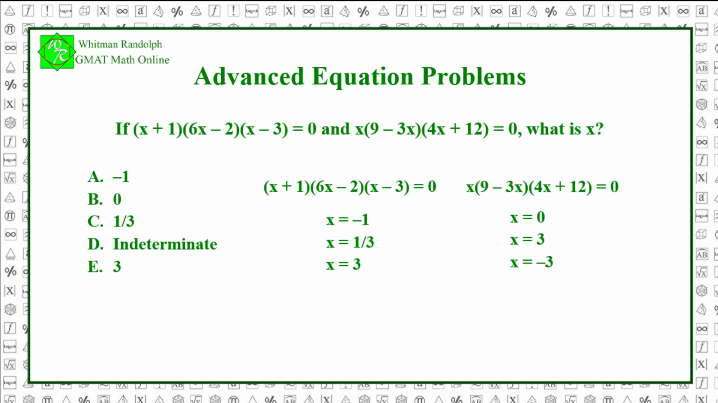Since x has to satisfy both of these equations, and the only value for x that satisfies both of them is 3, then the answer is 3. So the correct answer is E.